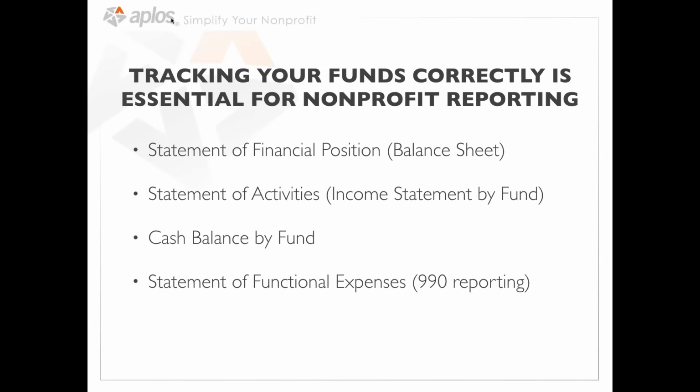So tracking your funds correctly is essential for nonprofit reporting. Like I mentioned earlier, any financial system that you create, even QuickBooks, any accounting system, starts with your chart of accounts. That's the foundation. So you're creating categories that will then be used in transactions, which is building upon that foundation in order to pull reports. That's the eventual goal, is to provide reports that show, how did you receive your money? What did you spend your money on?